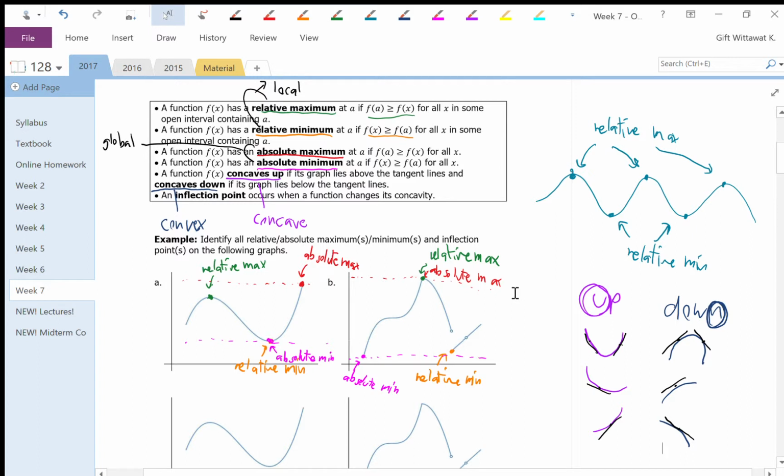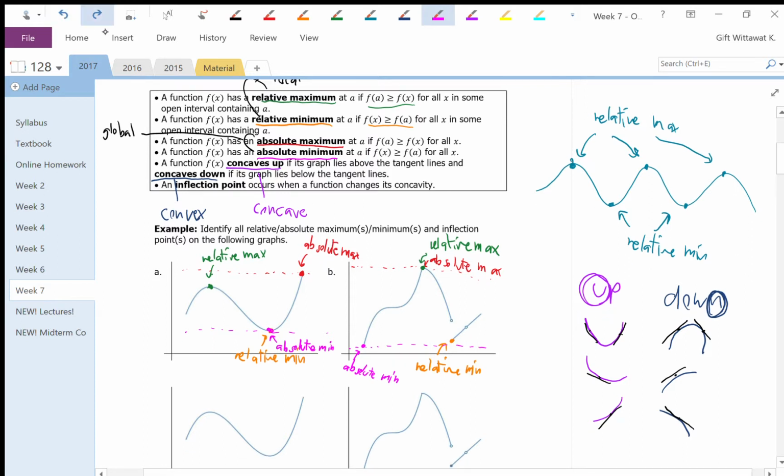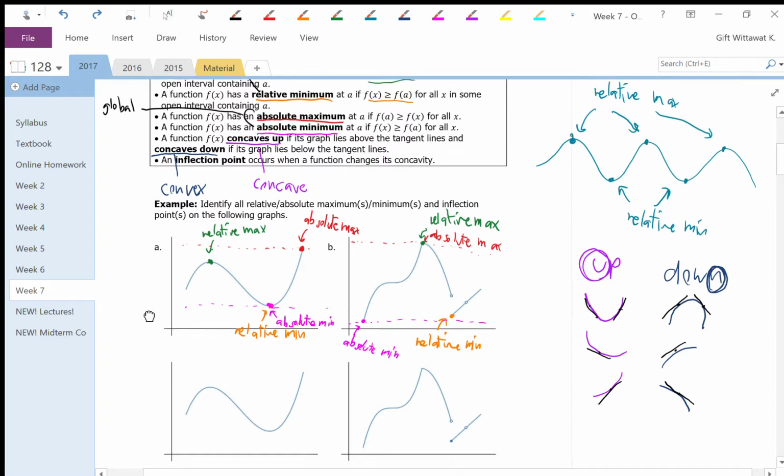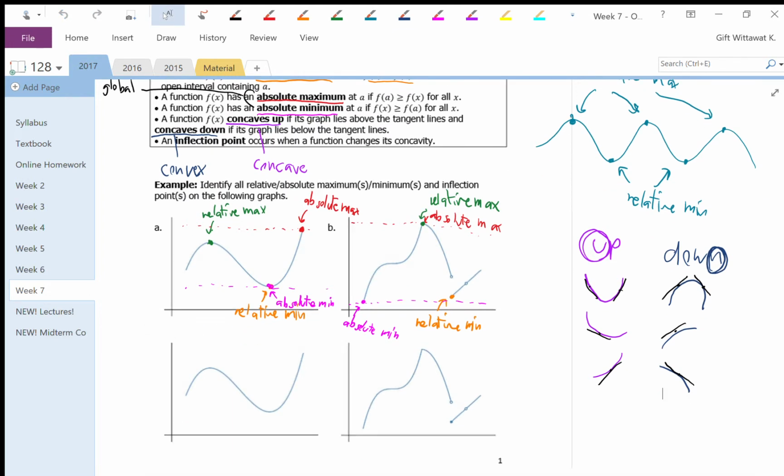Some people also say this: concave up looks like a cup, like a smiley face, and concave down looks like a frown. So there are many ways you can use to help yourself remember when the graph is concave up and when the graph is concave down.